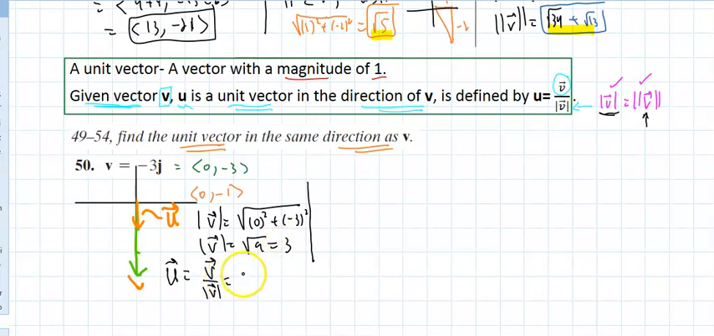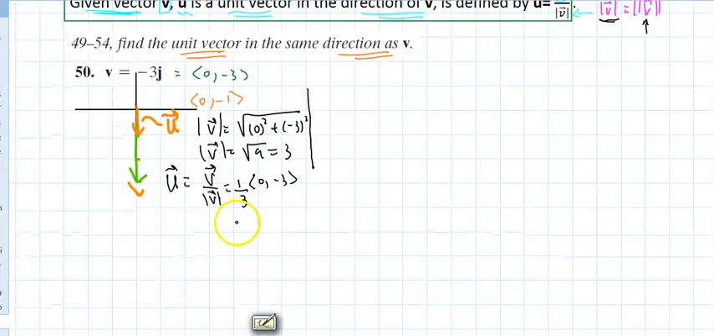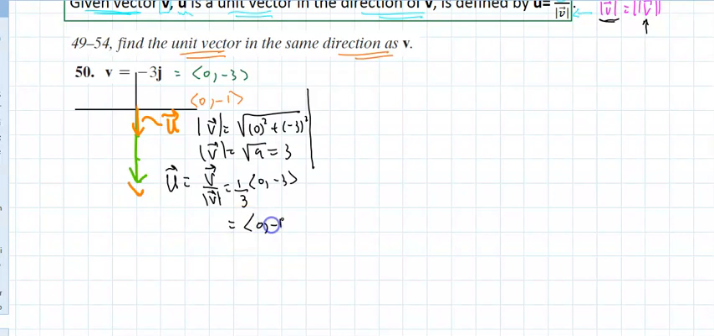Well, what is V? V is 0, negative 3 divided by, so we multiply by 1/3, and we know how to multiply by a scalar. Wouldn't that be 0, negative 1? And there it is. So if I use the formula for something that I could see, hopefully the formula makes more sense. I don't need the formula for a problem like this, but I would need it for other problems.